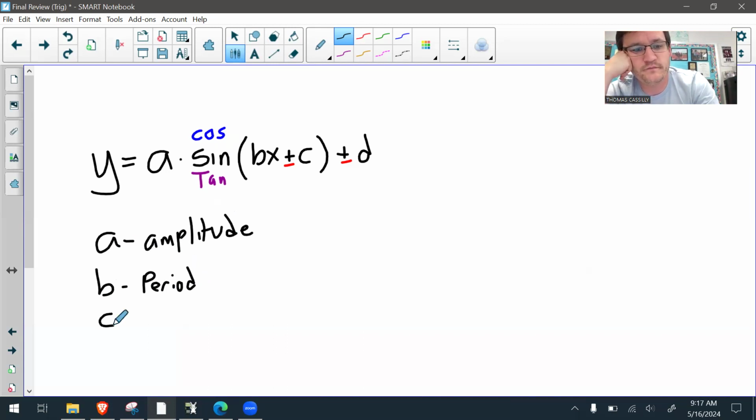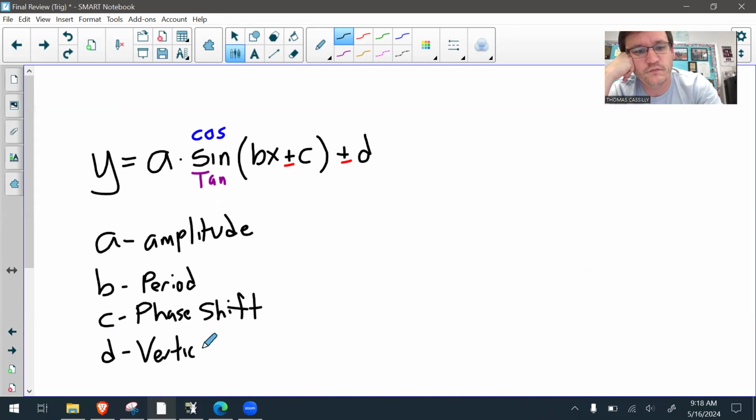C was our phase shift. So that basically pushed the wave to the left or to the right, depending on the value. And then D, the last one, we call this our vertical shift. This one pushed the entire graph up or down along the y-axis. And the D value, the vertical shift, that's the easiest one to figure out, in my opinion.